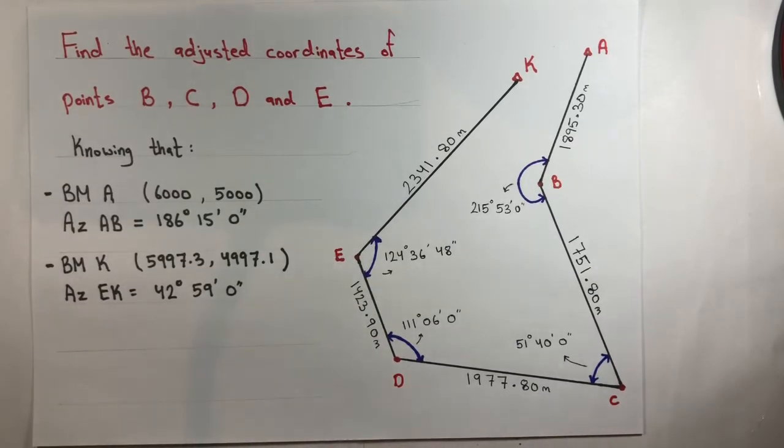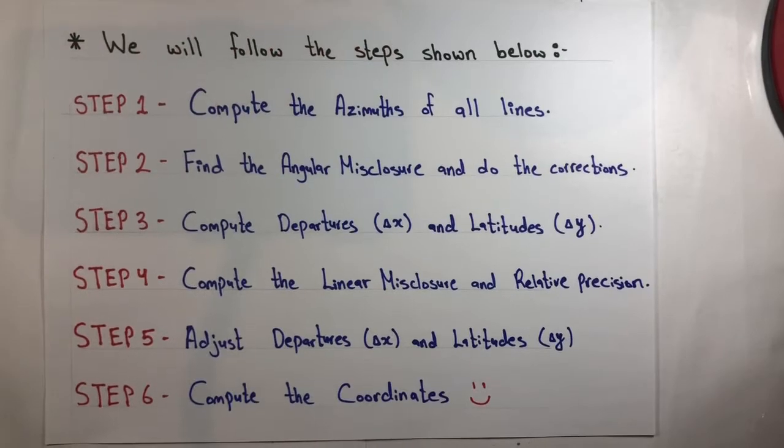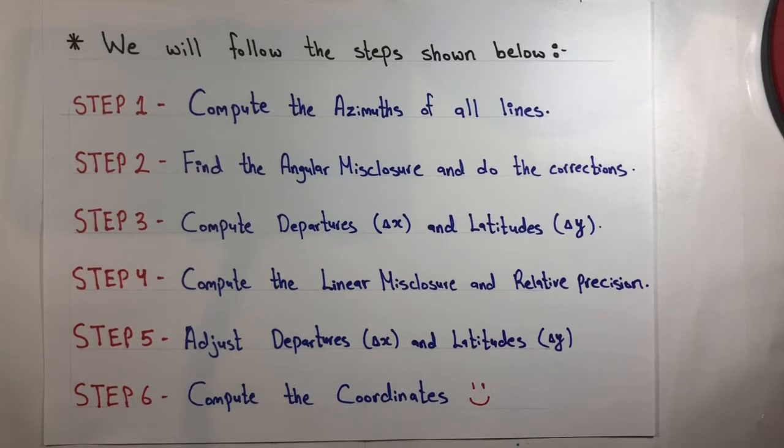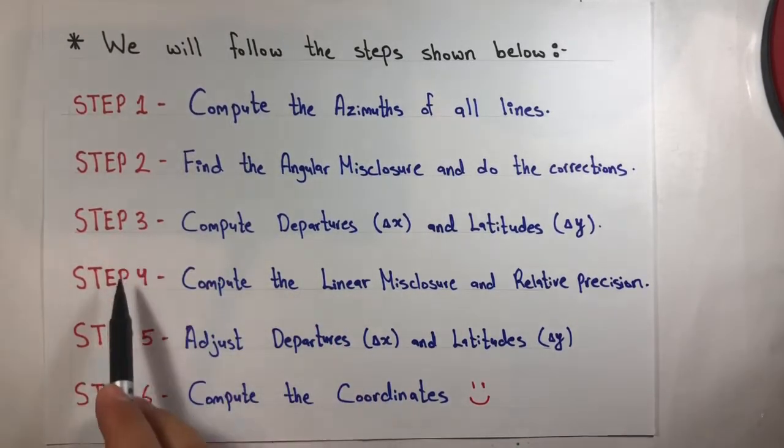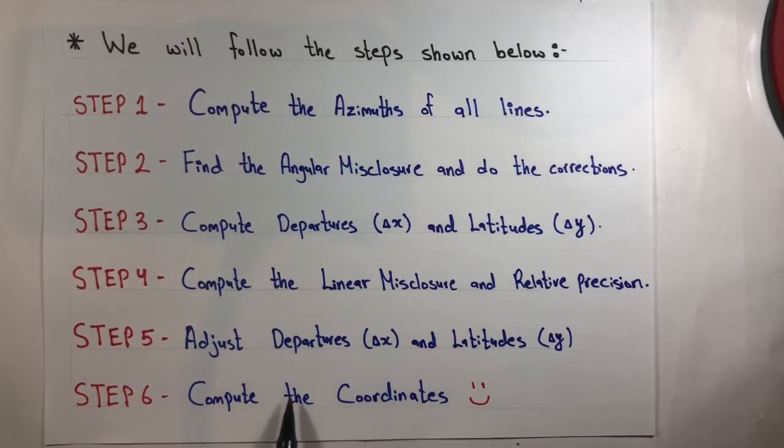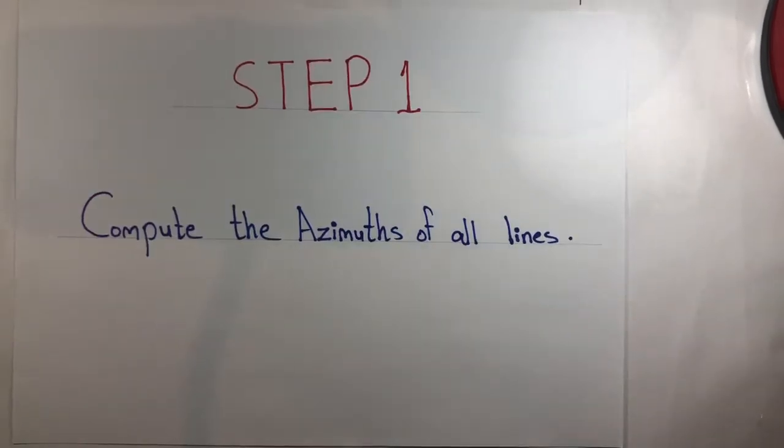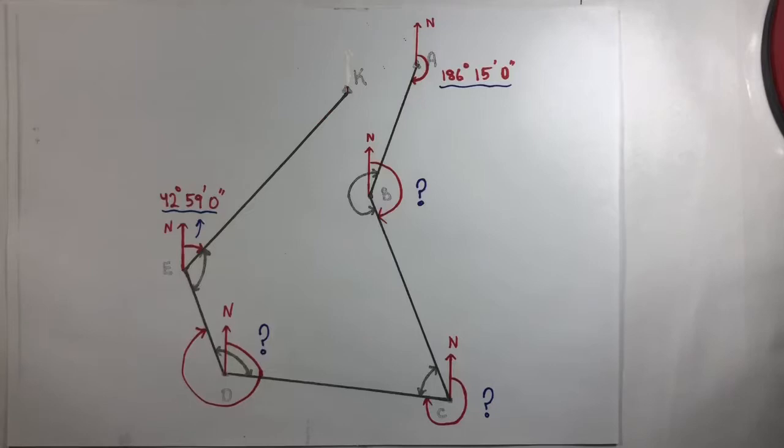And we are going to start this question. Here we have 6 steps which we have to follow to solve this question. We'll go through the steps one by one, starting from step 1 and going to the last step where it shows compute the coordinates, and this is the final result which we require. So let's get started with step 1, compute the azimuths of all lines.